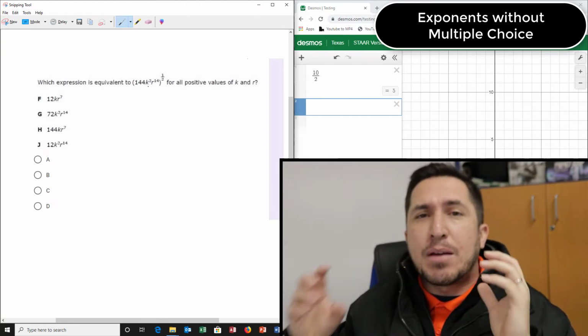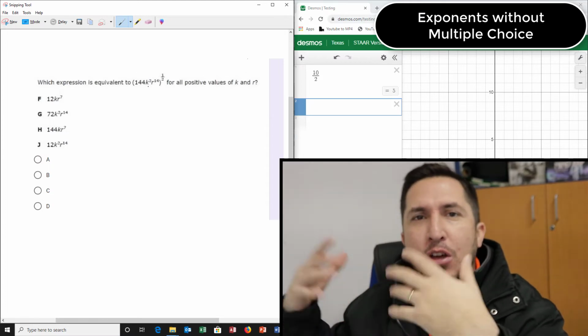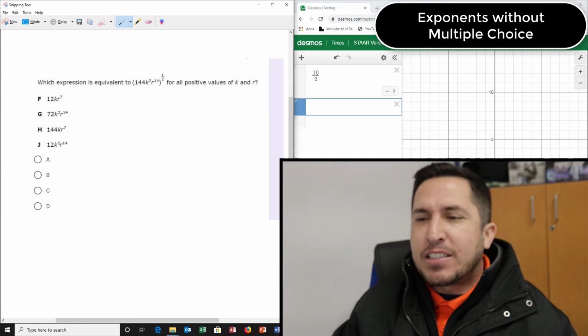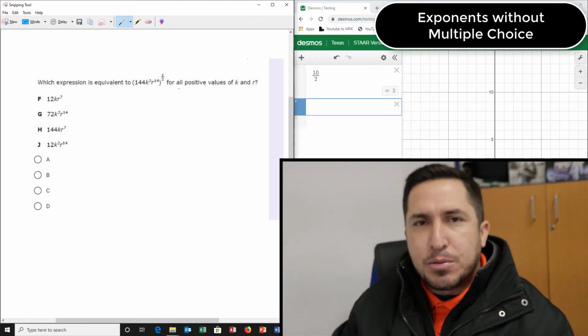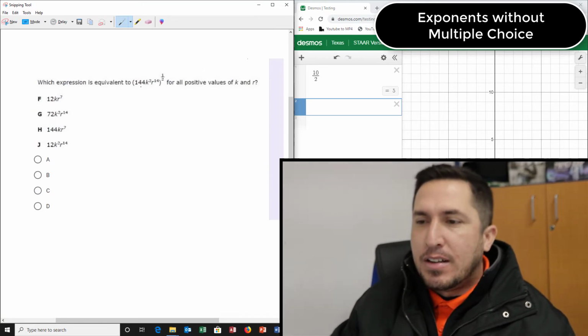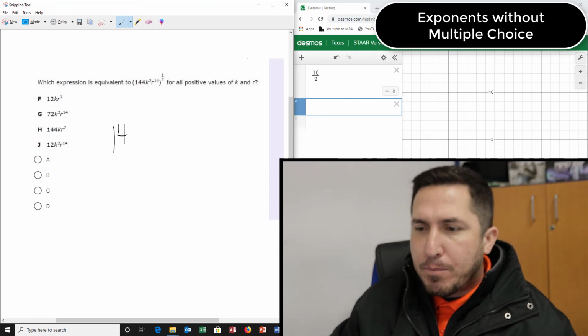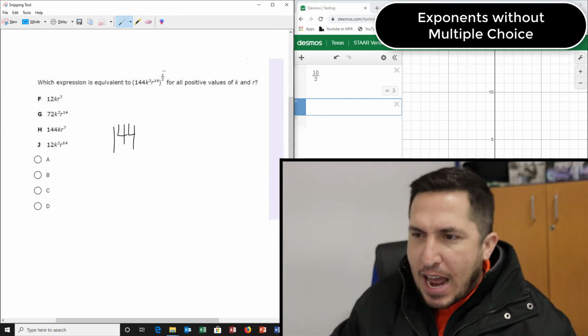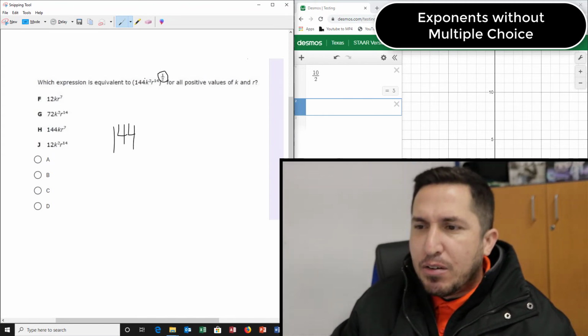Well, remember, anytime you have powers being raised to the powers, you got to multiply. But the trick here is I don't know who to multiply this 1/2 to. It multiplies to everybody, to everyone that's in there. So I got this 144, and I got this 1/2 right here, but I don't see a little number on him.